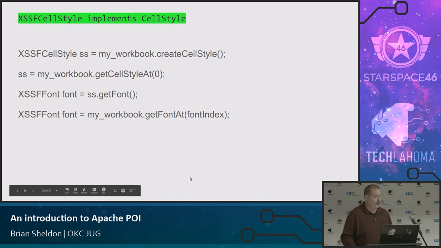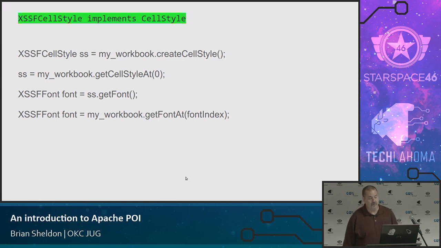So using the newer cell style, you can create a cell style by referencing your workbook object and calling create cell style. Or you can say get cell style at 0. I believe, if I understand this correctly, fonts and styles are kind of like a list in your workbook. So if you've got 5 fonts, you might have font index 1, 2, 3, 4, 0. Same thing with styles. I believe that's what that 0 references. I could be wrong.